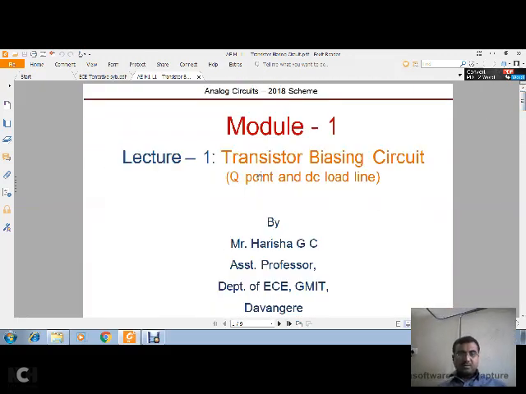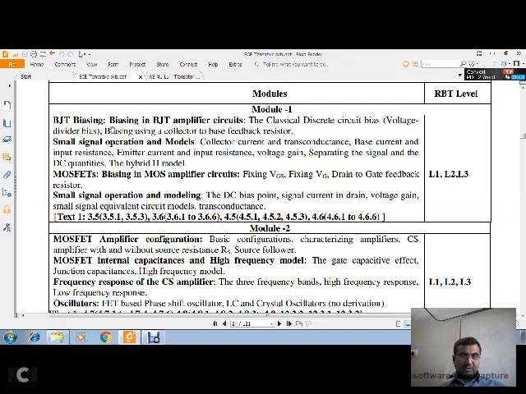So today we are going to discuss the transistor biasing circuit. This topic is a prerequisite for module 1, wherein we are going to discuss the BJT biasing topic and small signal operation models, that is, both biasing and small signal operation for BJT and MOSFET. So it is essential to understand how exactly biasing is done in a BJT and what is the meaning of DC load line, what is Q point.